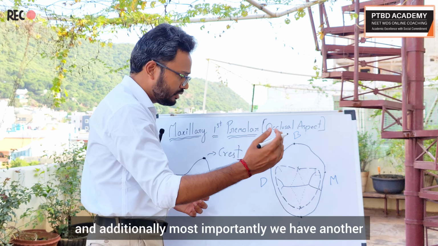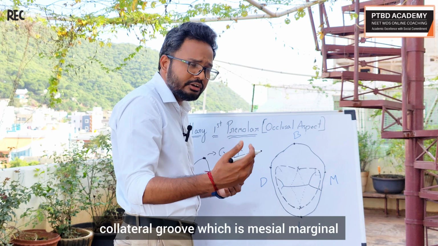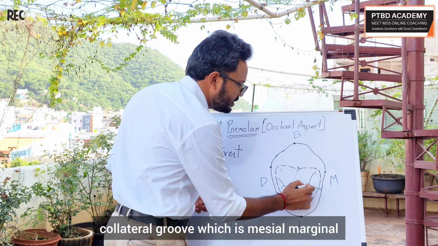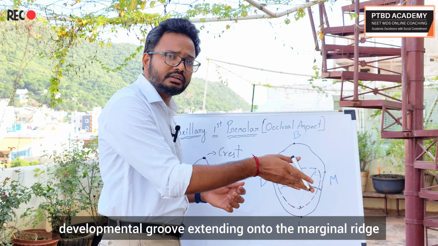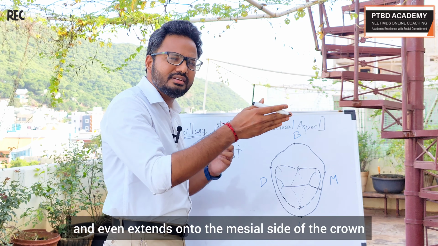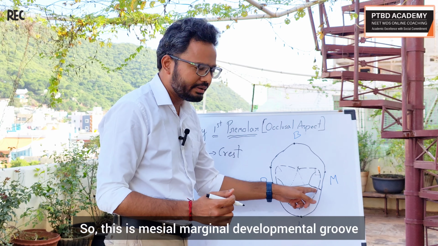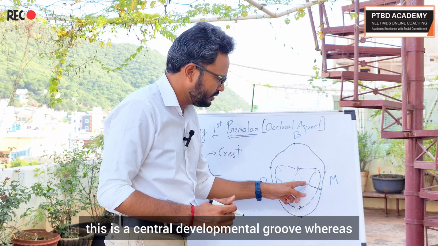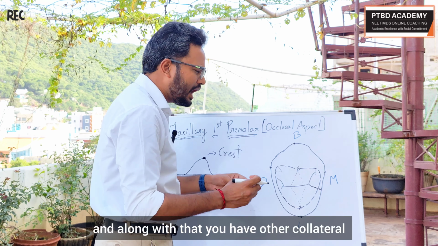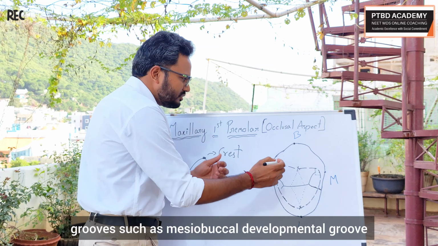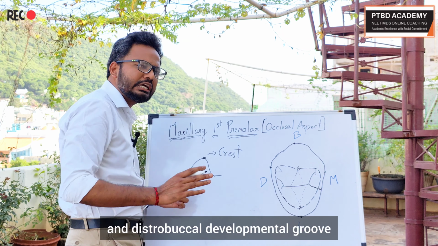And additionally, most importantly, we have another collateral groove, which is the mesial marginal developmental groove, extending onto the marginal ridge and even extends onto the mesial side of the crown. So this is the mesial marginal developmental groove. This is a central developmental groove, whereas this is the mesial marginal developmental groove. And along with that, you have other collateral grooves such as mesobuccal developmental groove and distobuccal developmental groove.